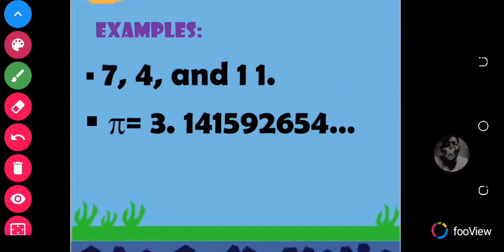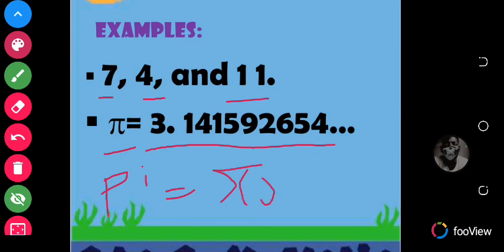Examples of constants: 7, 4, 11. Another example is also pi. Pi is a constant. It can't change wherever you go in the world. Pi is 3.14, and pi is used in circles. It's spelled this way, pi. It's used in calculation, so that when you get to the higher level, you realize that pi r squared is the area of a circle.